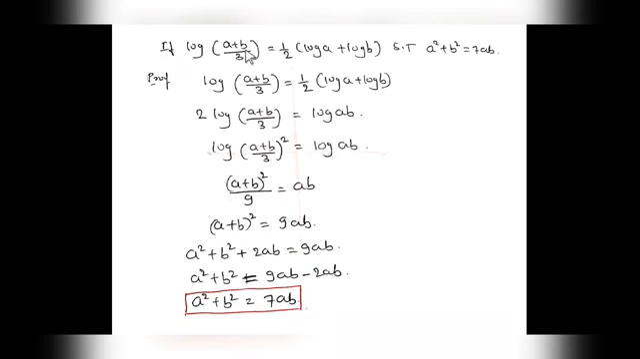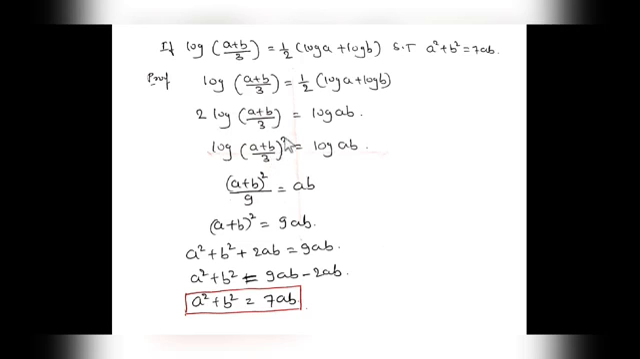If log of (A plus B) divided by 3 is equal to 1 by 2 (log A plus log B), show that A square plus B square is equal to 7AB. Proof. We'll take the LHS part. Now take this denominator to the other side, it will become multiplication. 2 log of (A plus B) divided by 3 is equal to log A plus log B, which can be written as log AB.